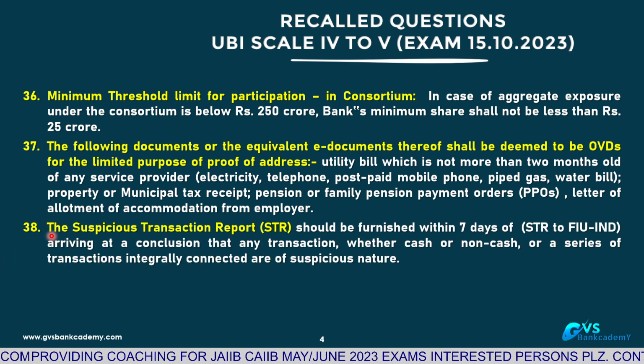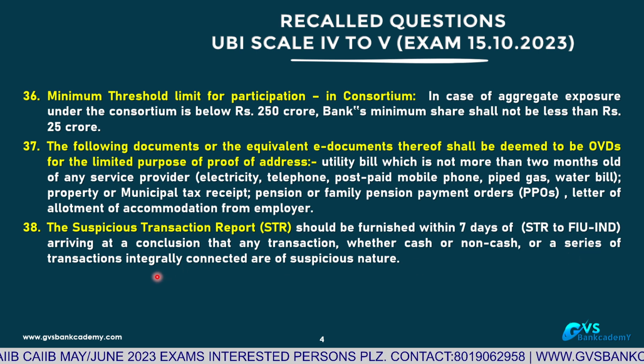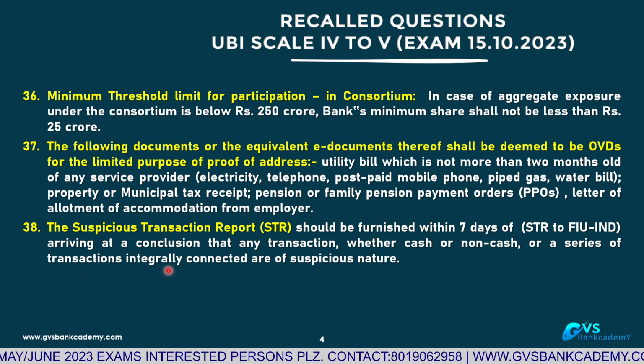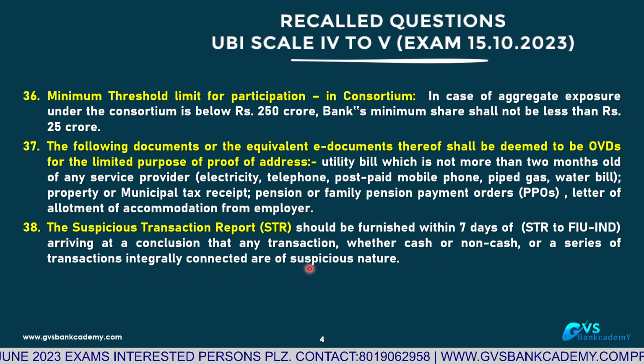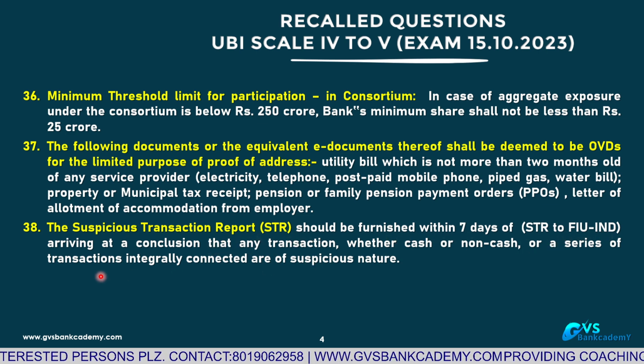This is also the same for all banks. STR, suspicious transaction report, should be furnished within 7 days of arriving at a conclusion. When the bank concludes that a transaction is suspicious, whether cash, non-cash items, or a series of integrally connected transactions of suspicious nature, and the party is not giving sufficient proof or reply, we can report to FIU-IND within how many days? 7 days from the date of confirmation.